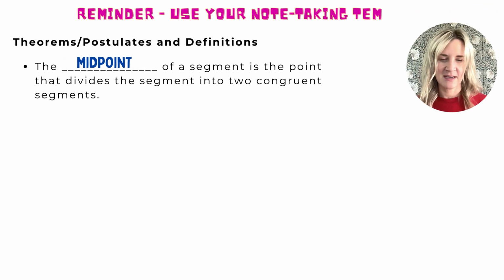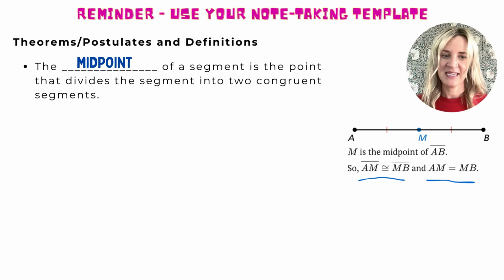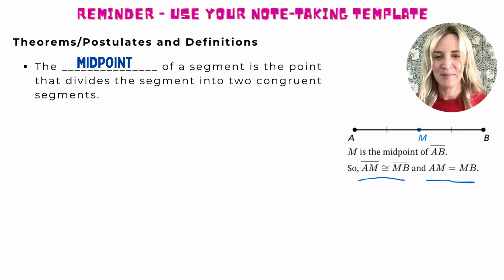The midpoint of a segment is the point that divides a segment into two congruent segments, two segments that are the same length. In the image here, M is the midpoint of segment AB. Notice the hash marks. That means those two segments are exactly the same because the midpoint cuts it in half. So segment AM is congruent to segment MB, and the length of AM is equal to the length of MB.